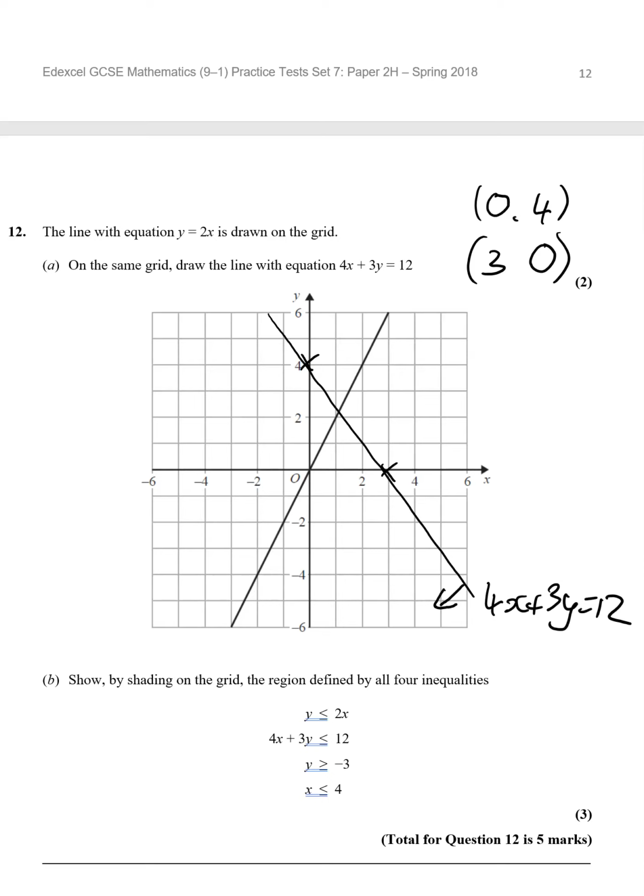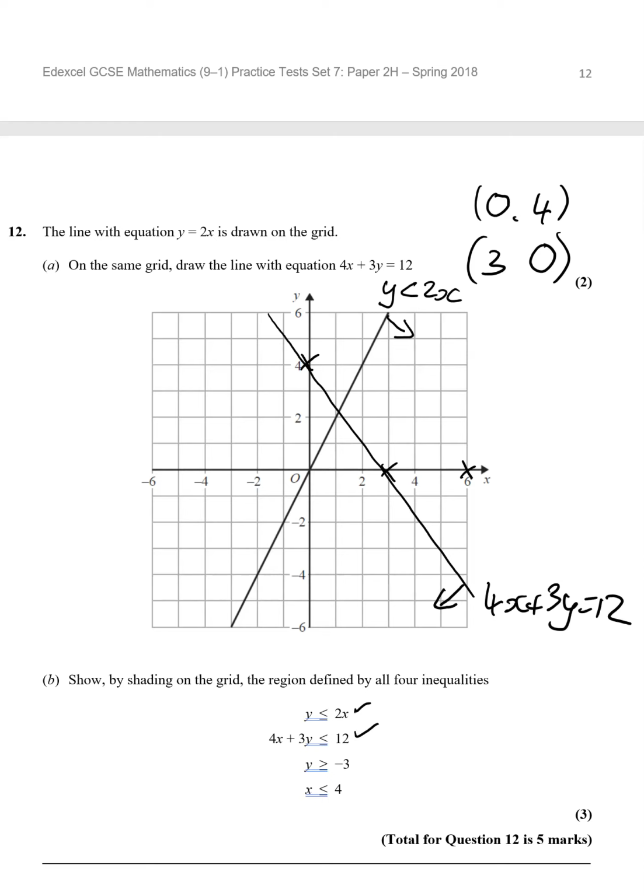Now this line here, this must be y is less than 2x. So let's pick a point. This side of the line, if I put 6 in, 2 times 6 is bigger than 0. So actually we need that side of the line. So I've dealt with that one, dealt with that one.